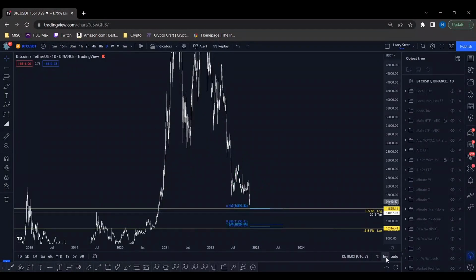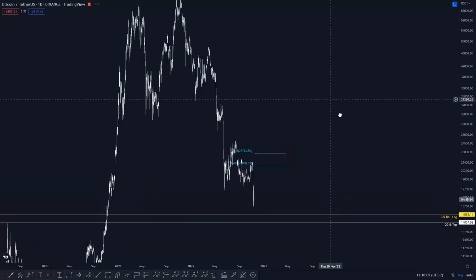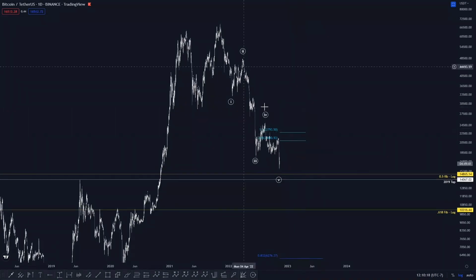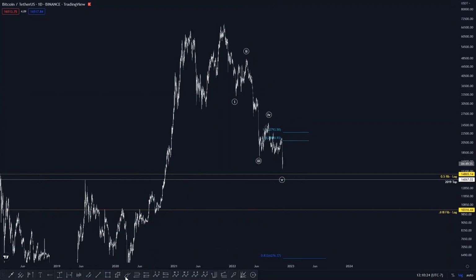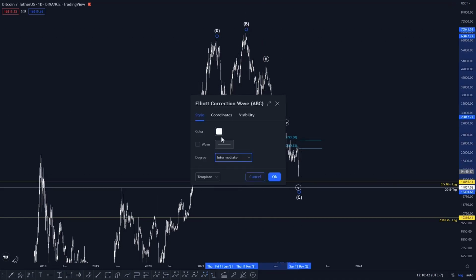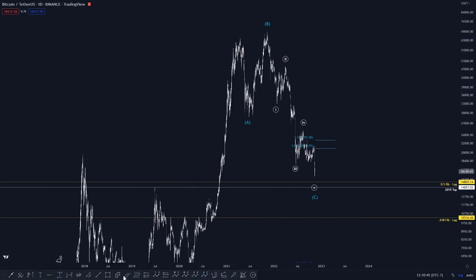We are aware on the larger time frame that this could just be a one, two, three, four, five. There's a lot of implications for this because there's two major ones. One, this could mean that this was an A B C, where this was actually a four.